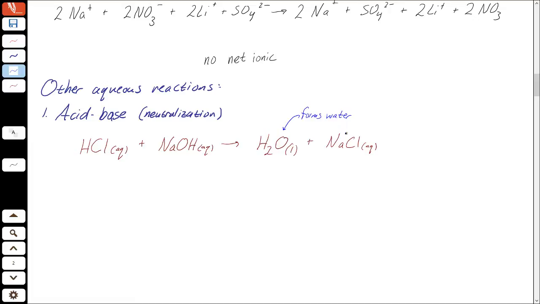And so the net ionic equation here becomes H plus plus OH minus yields H2O. So the sodium and the chloride here are the spectator ions.